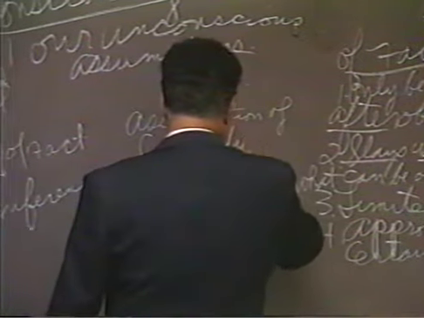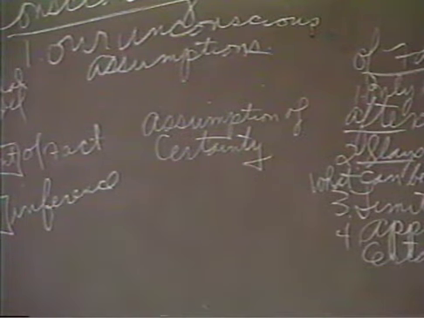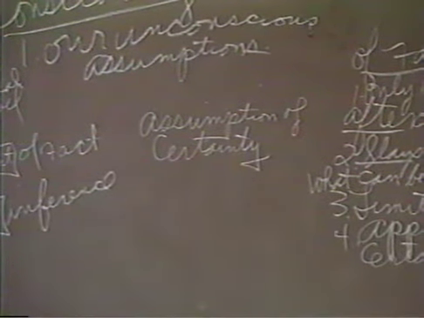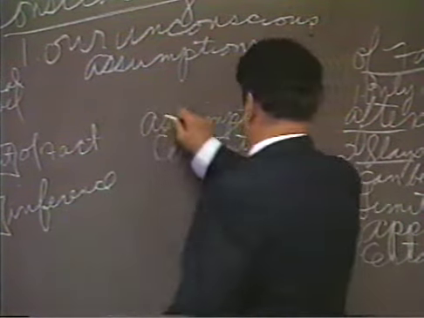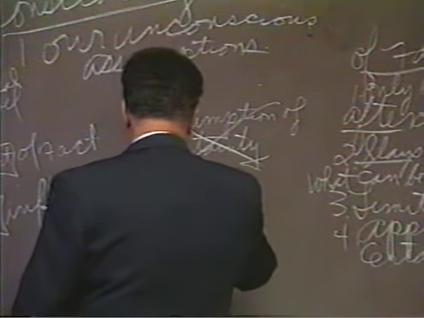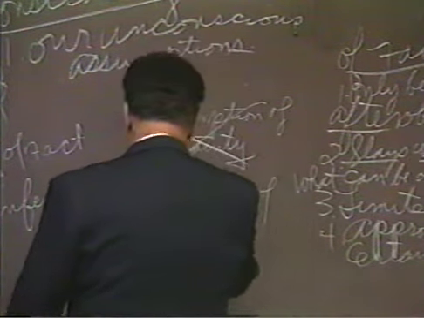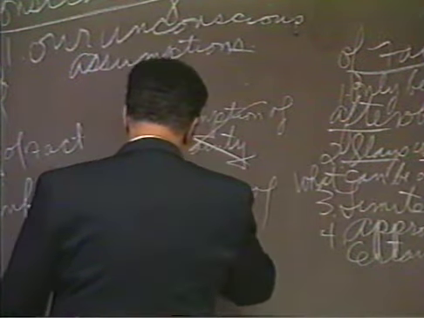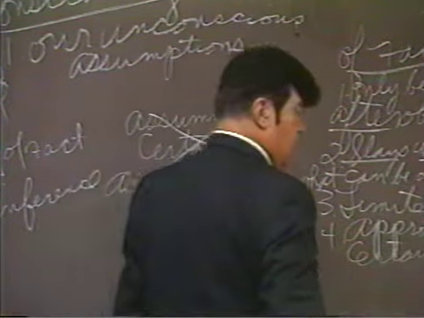Well, the only certainty that you find in the world of reality is in mathematics and logic by definition. But you and I must orient our lives in terms of the assumption of probability. And this is why businesses go broke.